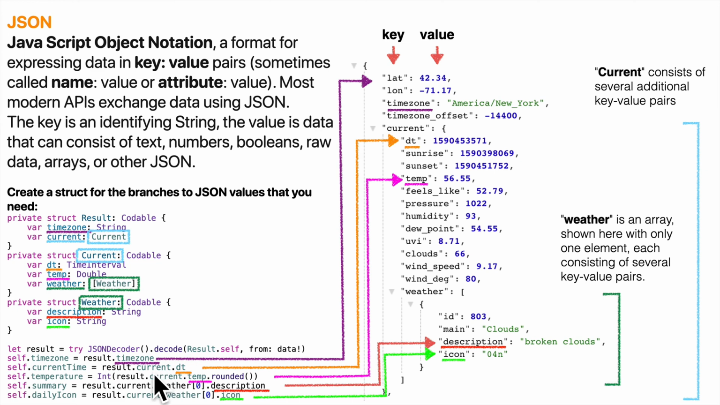result.current.dt, result.current.temp, and we'll also round this and convert it to an Int since we don't want any decimal temperatures. And then we'll get properties in weather like this: result.current.weather[0].description, and result.current.weather[0].icon. Let's do it.